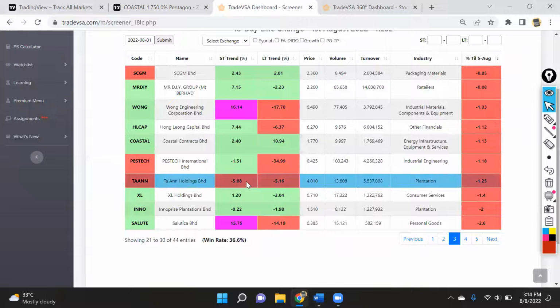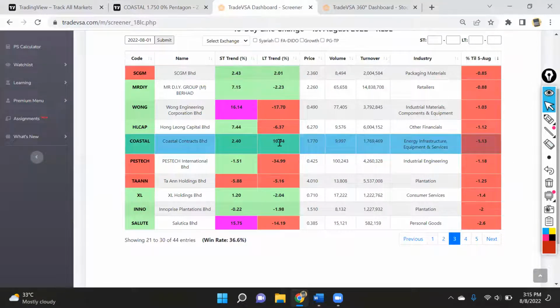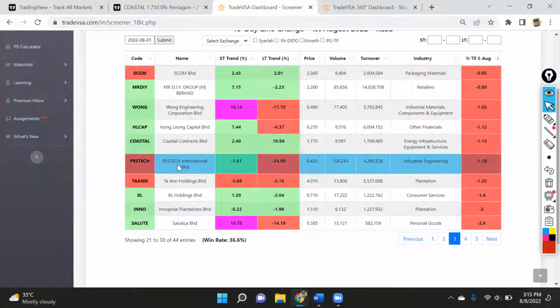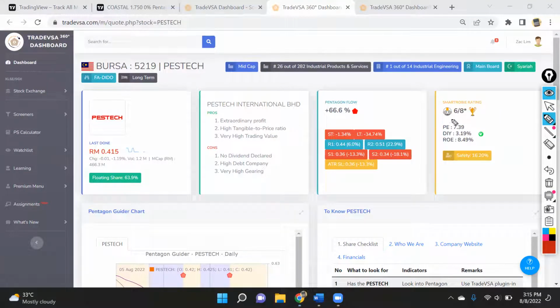Now let's go to the others. Costa contract, I think, has fulfilled the criteria. And let's try PESTAG. PESTAG overall, their effort is pretty good, with 6 of 8. But Pentagon flow seems slightly weakening, so we have some red Pentagon with only positive 66%. But in terms of ranking, it's pretty good. Industrial engineering, 14 counters, it ranked first.